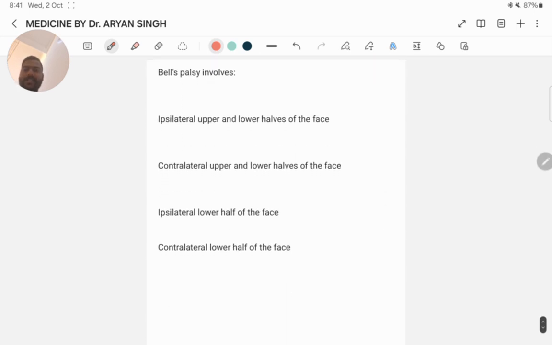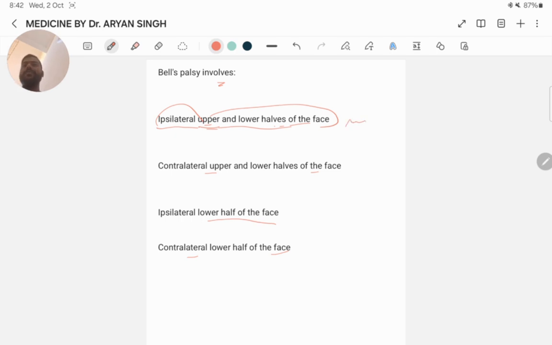Next question, Bell's palsy involves: ipsilateral upper and lower half of the face, contralateral upper and lower half of the face, ipsilateral lower half of the face, contralateral lower half of the face. Bell's palsy involves the ipsilateral upper and lower halves of the face. Ipsilateral, same side, upper and lower halves of the face.